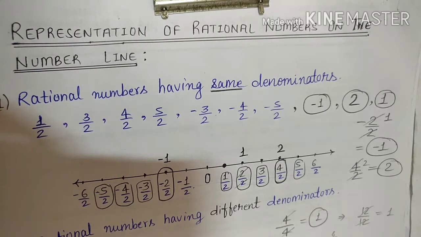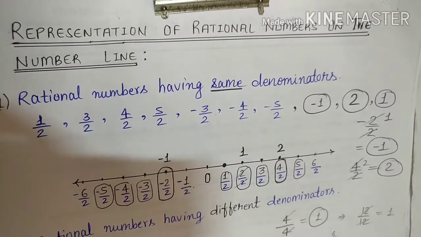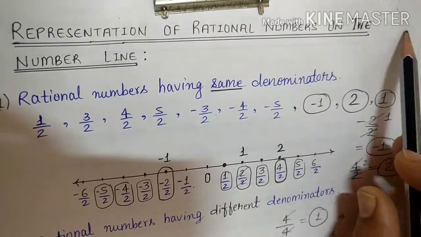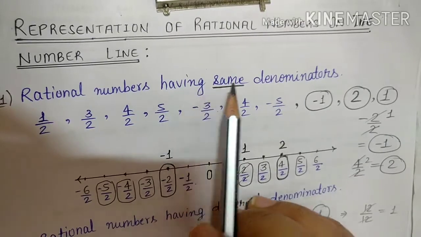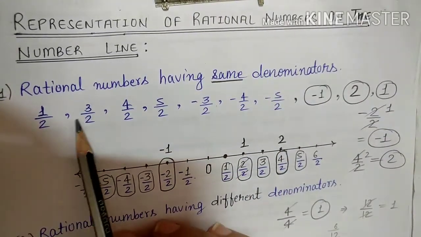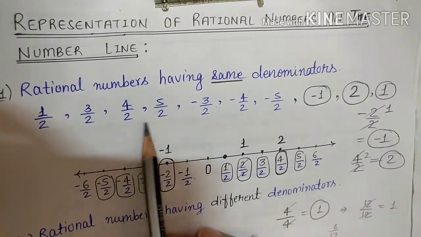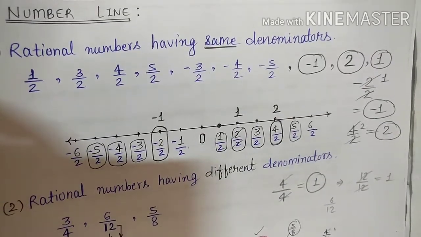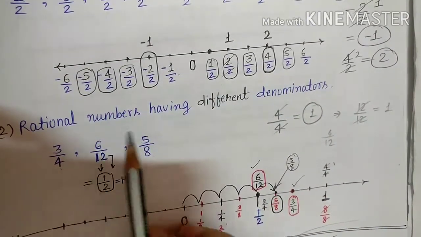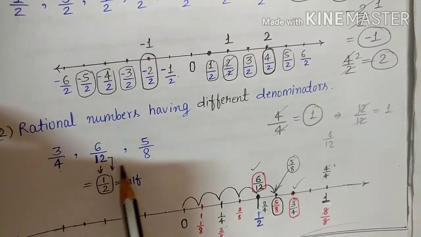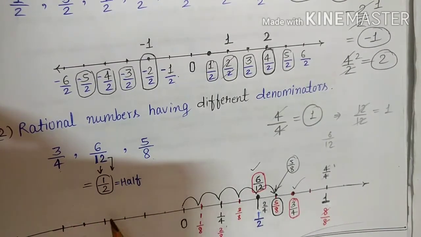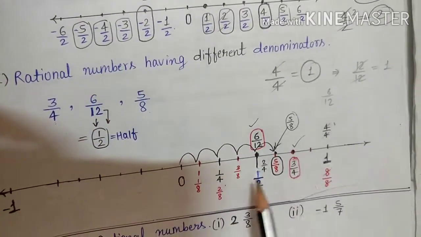Today we will start our video from that point only where we have stopped last time. In our previous video we learned about representations of rational numbers on the number line, in which we learned about rational numbers having the same denominators, as you can see here. These numbers we have shown on the number line. Then we learned about rational numbers having different denominators like 3/4, 6/12, 5/8, and we represented them on the number line.